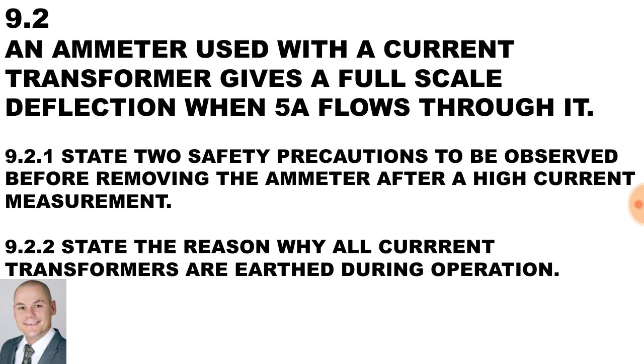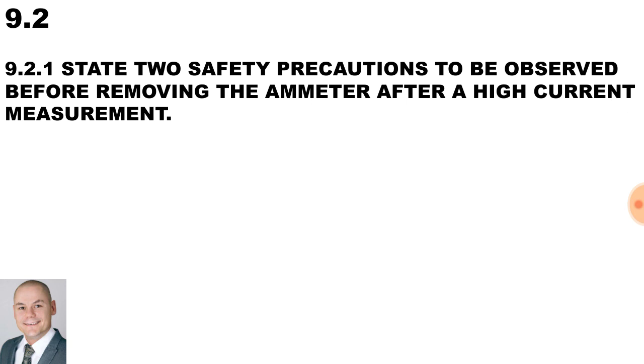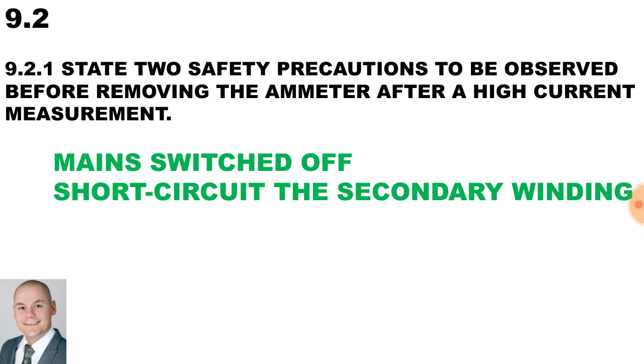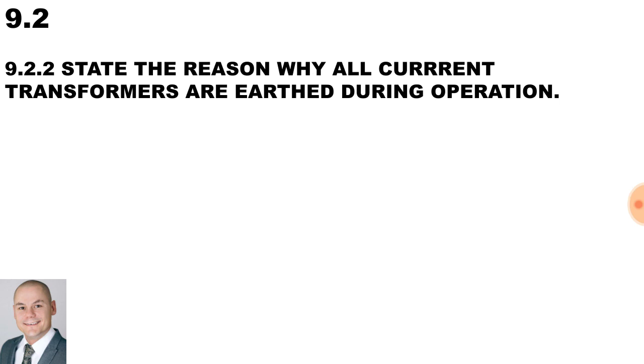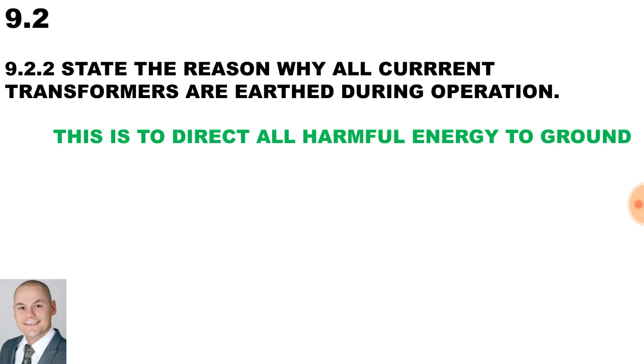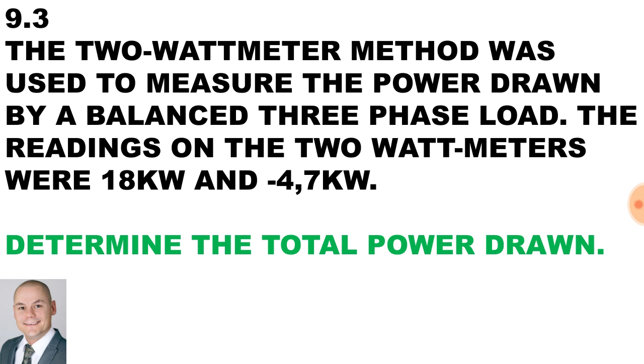Okay, question 9.2. An ammeter used with a current transformer gives a full-scale deflection when 5 amps flows through it. State 2 safety precautions to be observed when removing the ammeter after a high current measurement. First of all, we'll switch the main supply off and we will short circuit the secondary winding. State the reason why all current transformers are earthed during operation, and this is to direct all harmful energy to ground.